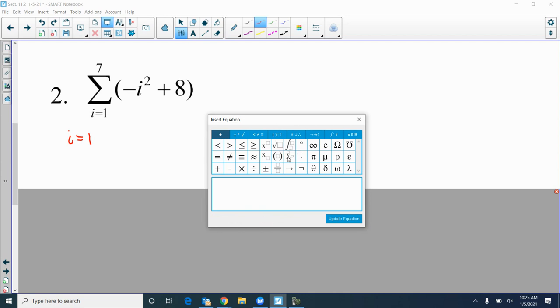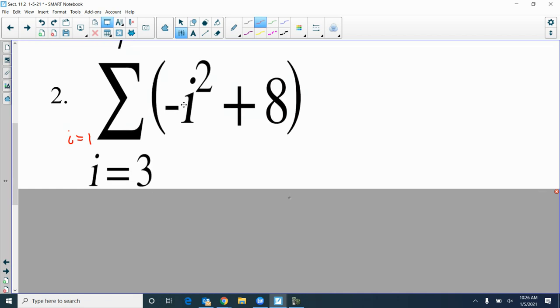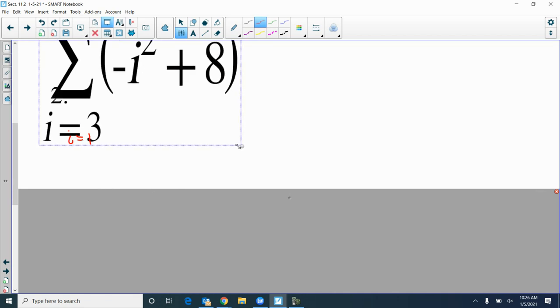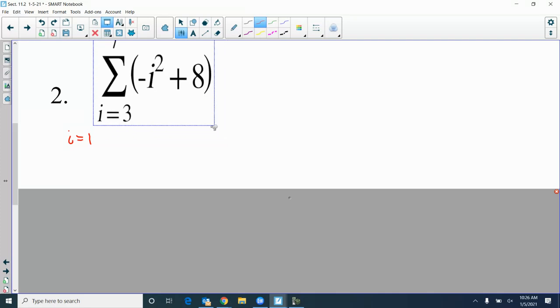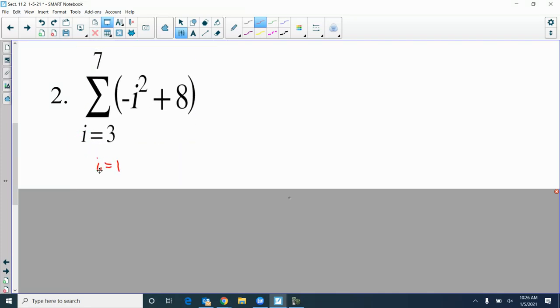Let's see. Sum, I equals 3 to 7, right? And parenthesis negative I squared plus 8. Oh, don't want that extra in there. All right, so there we go.